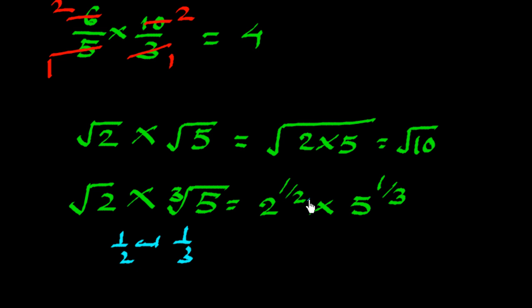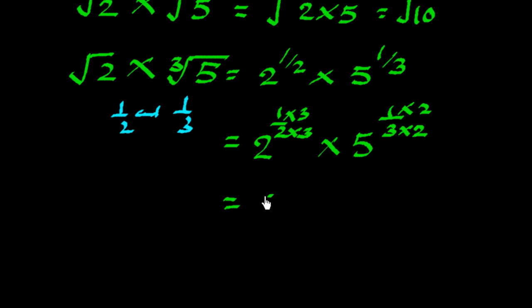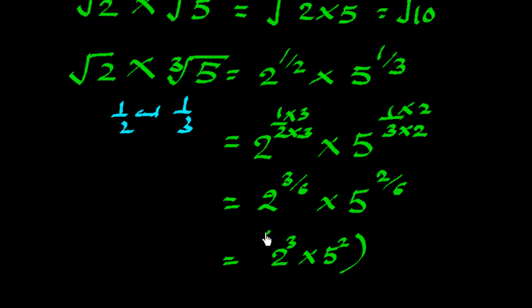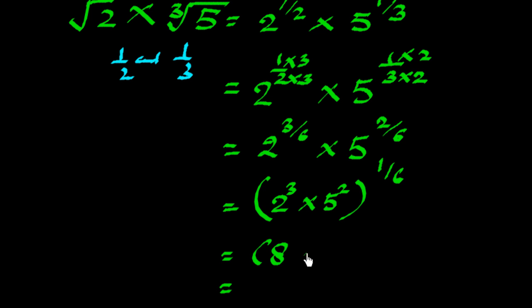So for making the 2 into 6, we have to multiply by 3. So 2 to the power 1 by 2 becomes 3 over 6. Here also for 5, 1 by 3, we have to make it 6, so we multiply by 2, numerator also. Now I explain how we get the multiplication. So it is 2 power 3 over 6 and 5 power 2 over 6. So we get 2 power 3 into 5 power 2, whole power 1 over 6. Now 2 power 3 is 8, and 5 power 2 is 25, whole power 1 by 6. So 8 times 25 is 200, power 1 by 6. This would be the answer to this question.